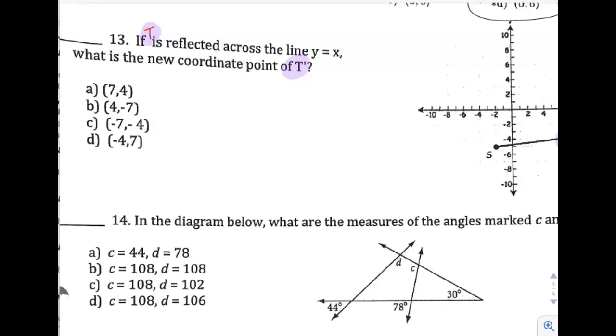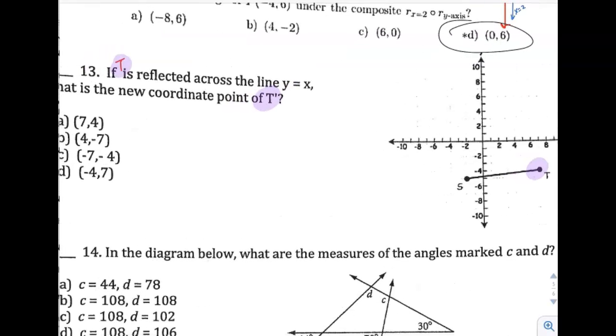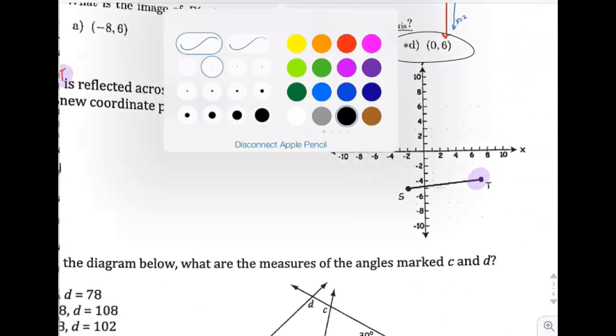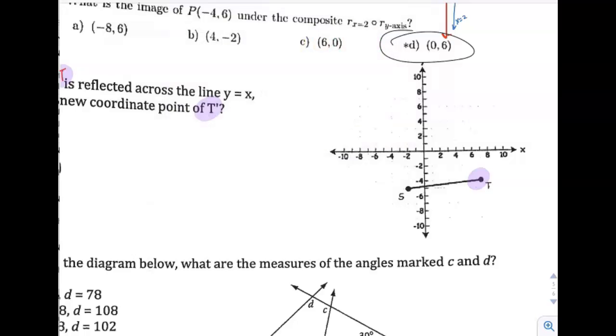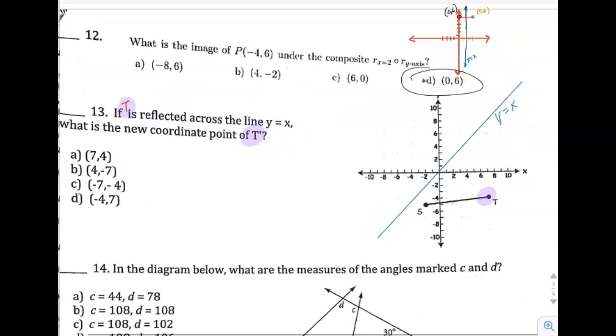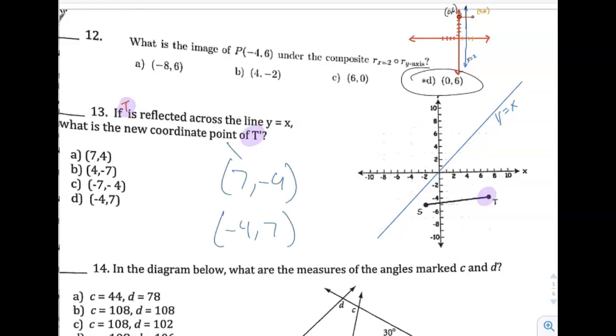13 says, if t is reflected across the line y equals x, what's the new coordinate of t prime? It's just asking you for t, even though it's connected to s. Two ways you could do it. One is understand that it's a diagonal line, and if your graph paper is clean enough, you can count diagonal boxes like that. The simpler way to do it, to reflect over y equals x, is just take the coordinates, which are 7, -4, and just swap them, -4, 7.